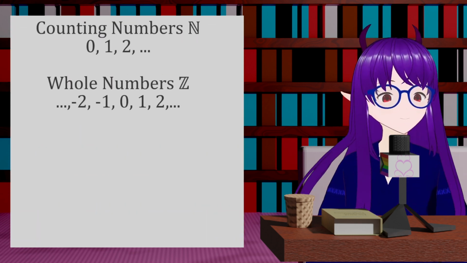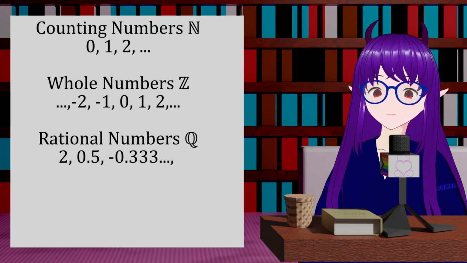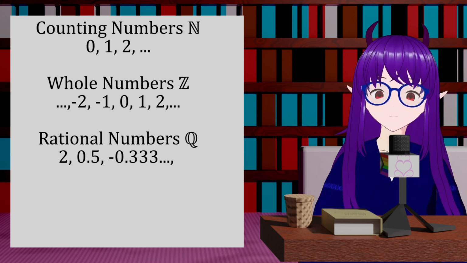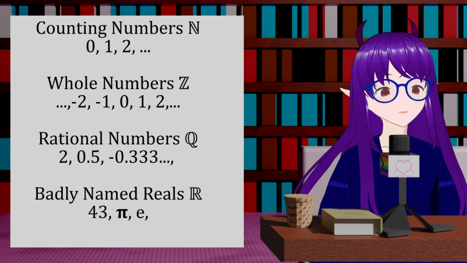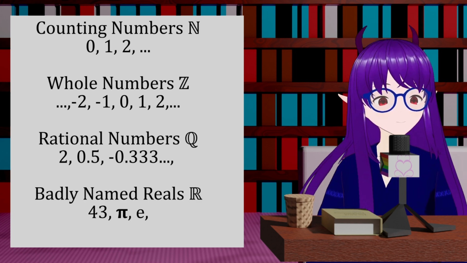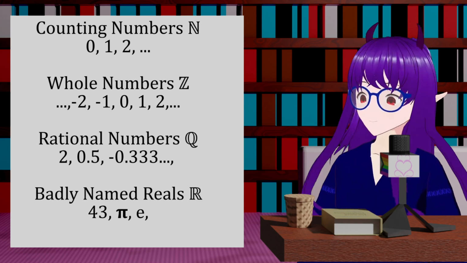Lots of things in maths are total orders. The counting numbers, the whole numbers, and the rational numbers are all total orders. Even the horribly misnamed real numbers are a total order, but not the complex numbers. So, if you take any pair of totally ordered numbers, they will always be less than, equal to, or greater than each other.